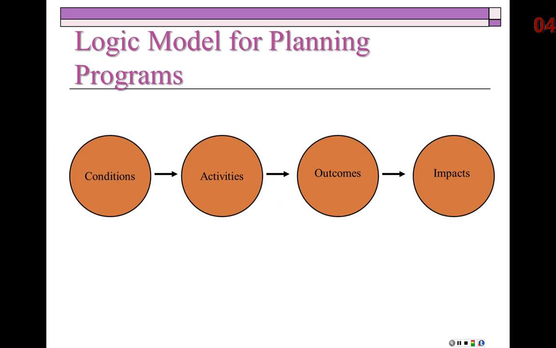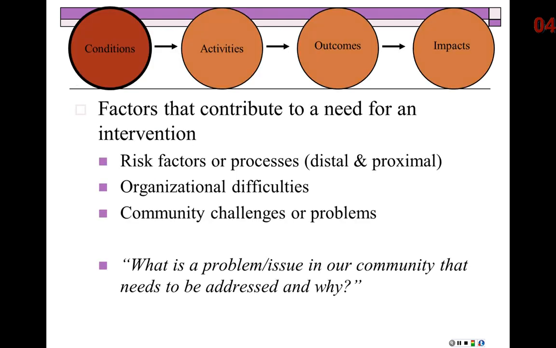So you have 4 steps for building a logic model. You have the conditions, the activities, the outcomes, and the impacts. In this case, the conditions are basically: what is the problem or issue in our community that needs to be addressed, and what are the factors that are contributing to this? What are the factors contributing to the need for an intervention? So what are the conditions in our community under which we need to start a program, right?